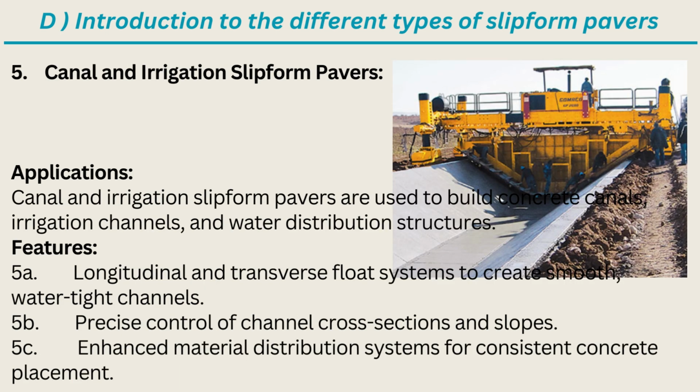5. Canal and irrigation slipform pavers. Applications. Canal and irrigation slipform pavers are used to build concrete canals, irrigation channels, and water distribution structures. Features. 5A. Longitudinal and transverse float systems to create smooth, watertight channels. 5B. Precise control of channel cross-sections and slopes. 5C. Enhanced material distribution systems for consistent concrete placement.